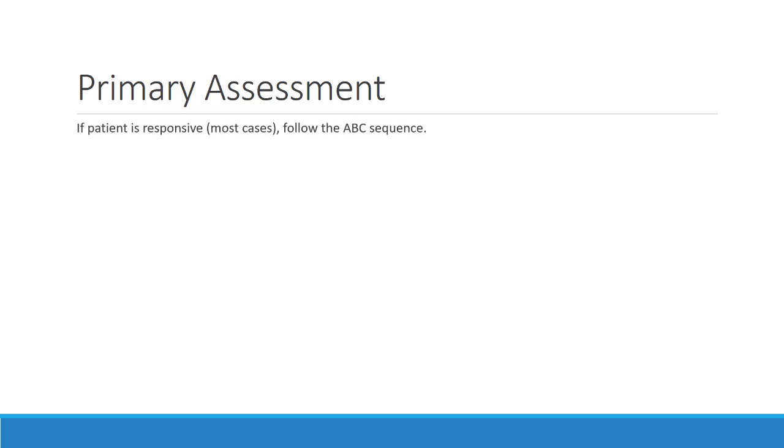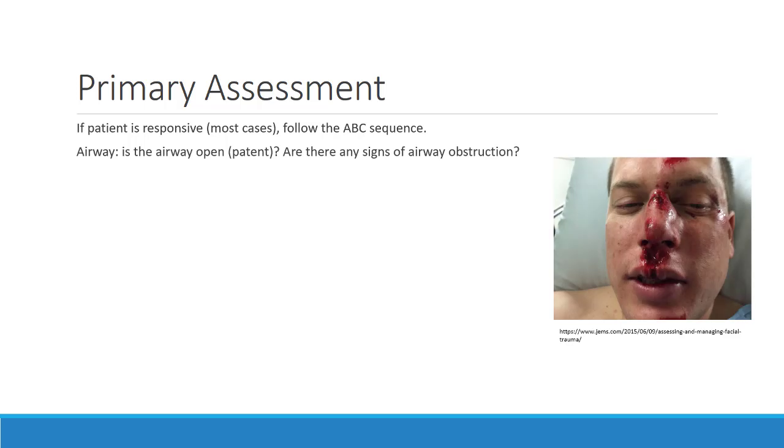If the patient is unresponsive, in most cases, follow the ABC sequence: airway, breathing, circulation. And I say most cases because if it's a cardiac arrest, that will change slightly. So airway, is our airway open or is it patent? You'll hear that word patent a lot. It just simply means, is it open? Are there any signs of airway obstruction?